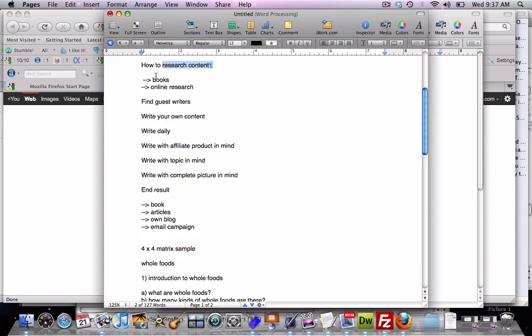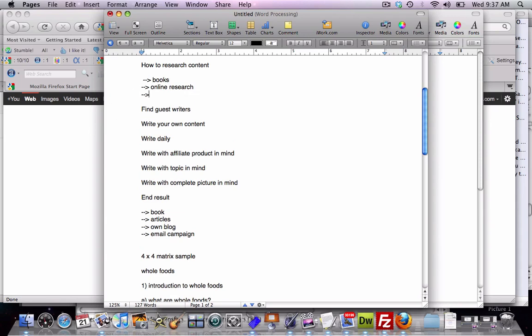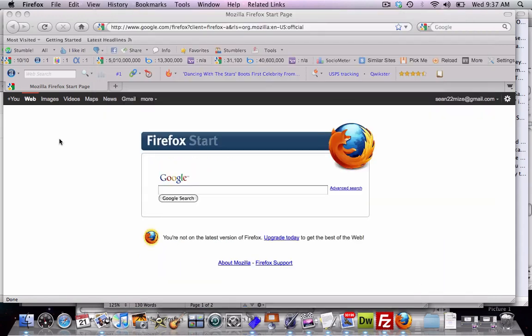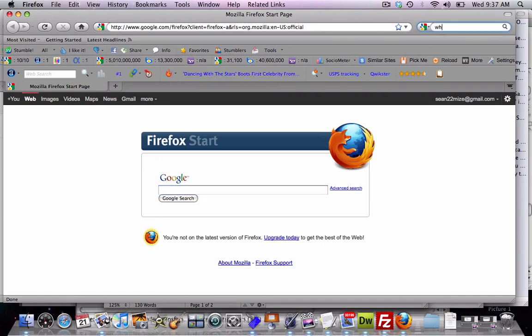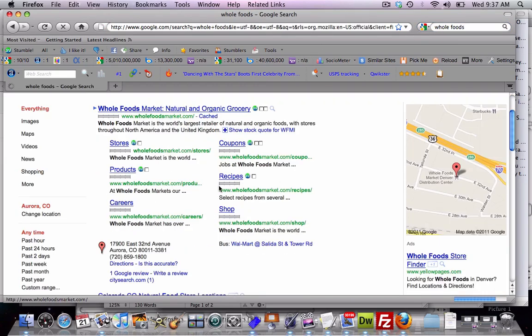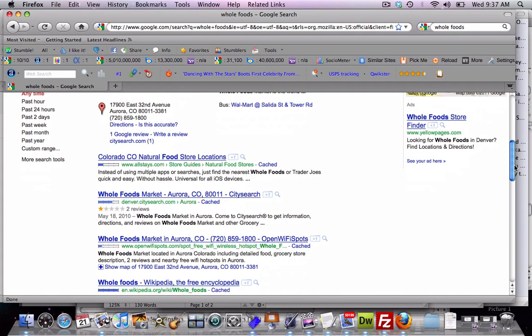Well, there's a number of different ways. Let's just say that your niche is, let's say it's Whole Foods. Okay? How would you research Whole Foods? Well, there's 3 different ways. One, you can go to a local bookstore and buy some books on Whole Foods. Two, you could do online research. Or 3, you could go to an online bookstore. Okay? So let's say that we were going to do some research on Whole Foods. We would just go to Google or Yahoo or wherever you go and research Whole Foods.